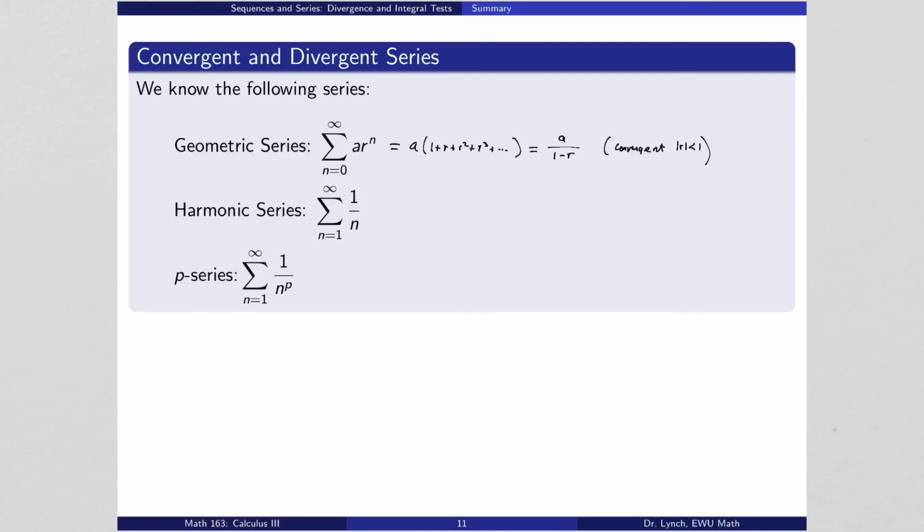The harmonic series always diverges. Of course, a harmonic series is a special case of the p series where p is equal to 1, and we know about convergence of the p series too. The p series is convergent when p is greater than 1, strictly greater than 1, and divergent when p is less than or equal to 1.